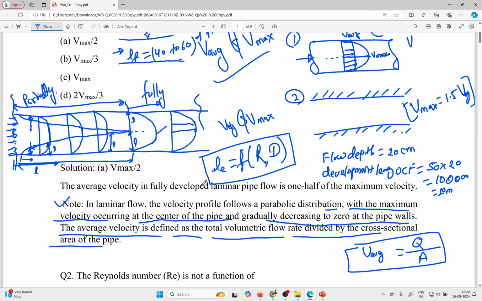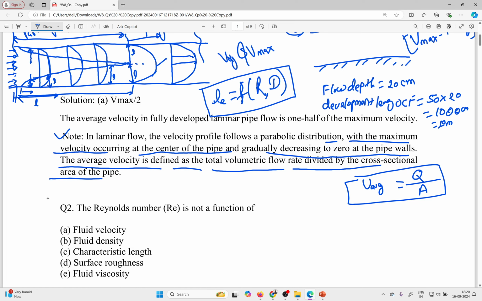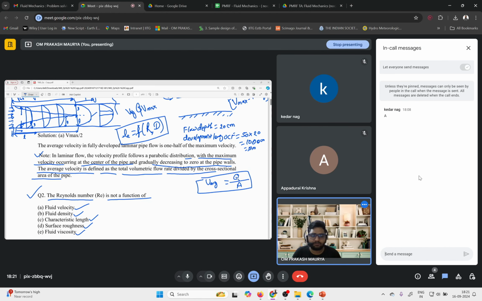Hope you people got what I was trying to tell you. Next question, question number 2: The Reynolds number Re is not a function of fluid velocity, fluid density, characteristic length, surface roughness, fluid viscosity. So please try to give your answer.